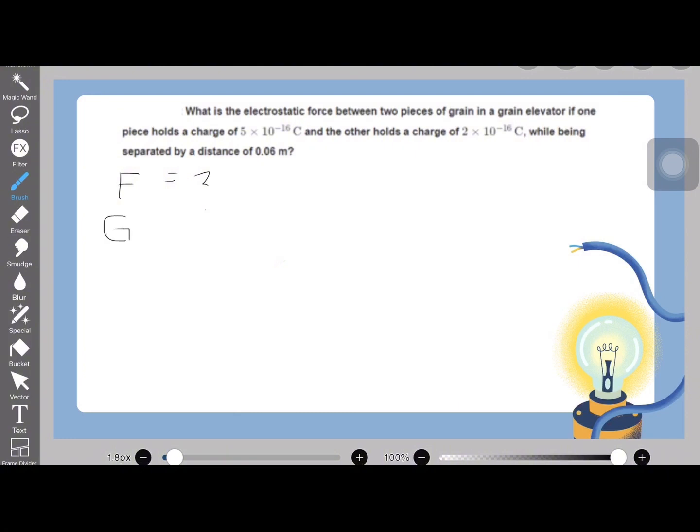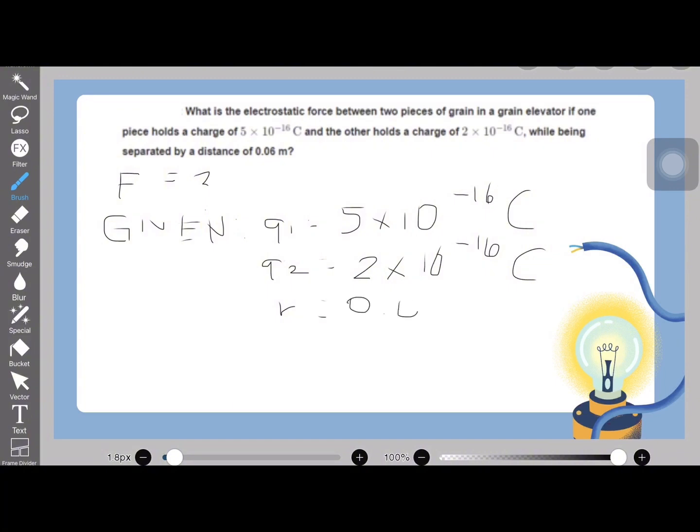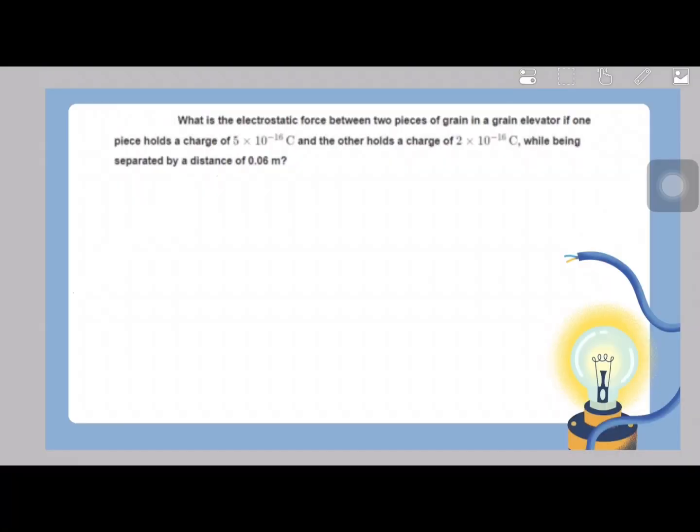So for our own given, first we have our own Q1, the magnitude of our own first charge, which is 5 times 10 to the negative 16 coulombs. Then our own Q2, which is 2 times 10 to the negative 16 coulombs. And then we also have a distance, so R, 0.06 meters.